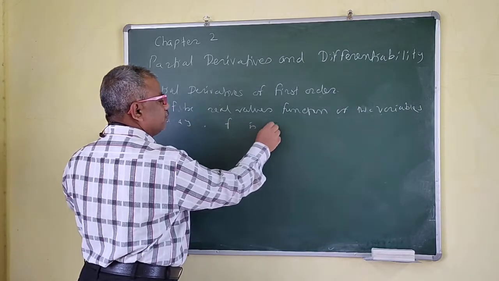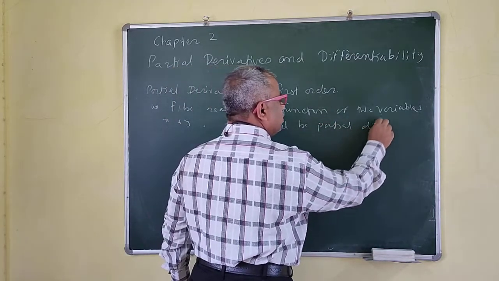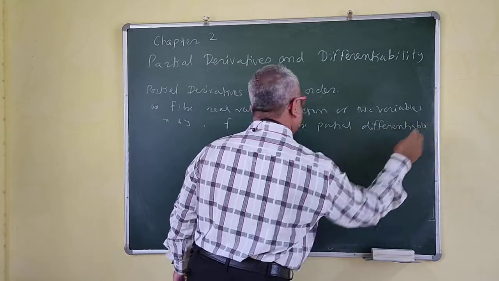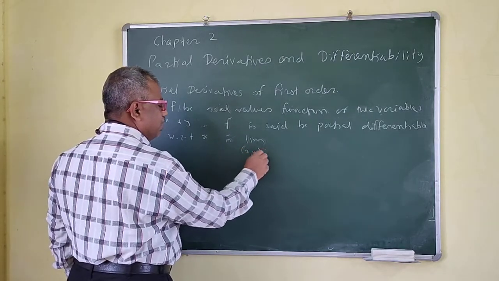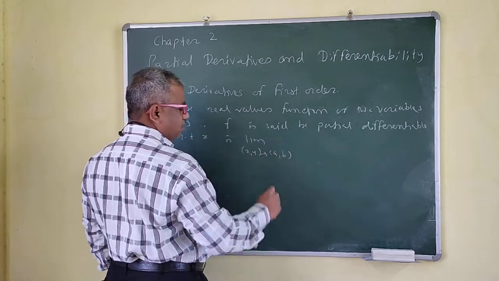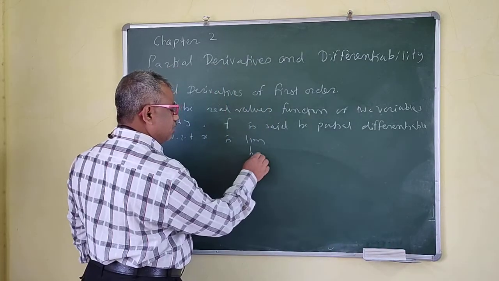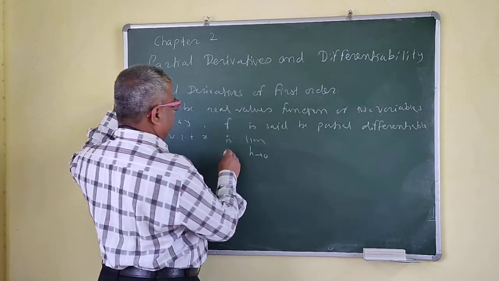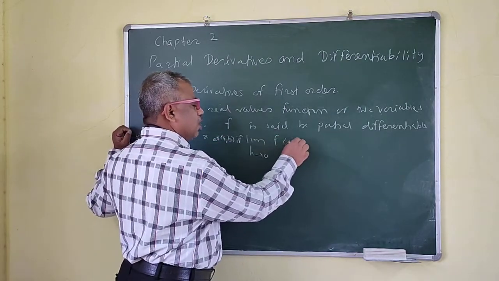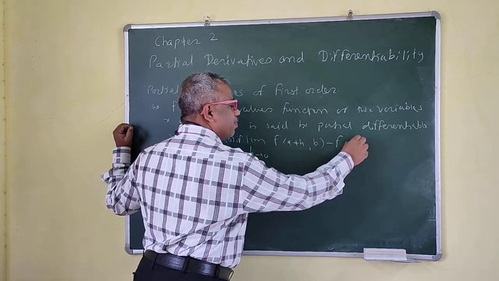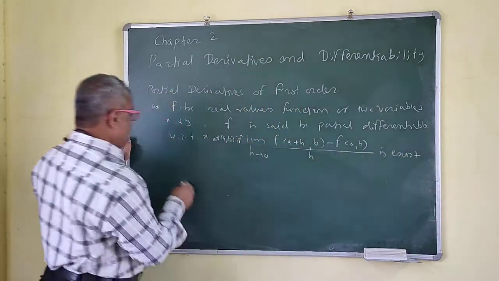F is said to be partially differentiable with respect to x at (a, b) if the limit as h tends to 0 of [f(a + h, b) minus f(a, b)] upon h exists and is finite.